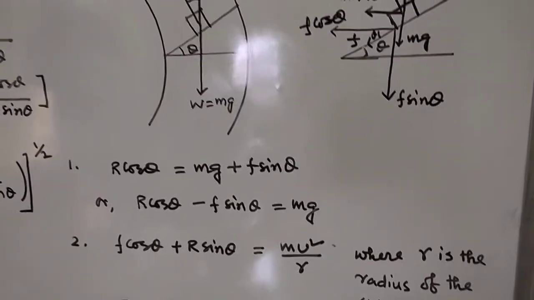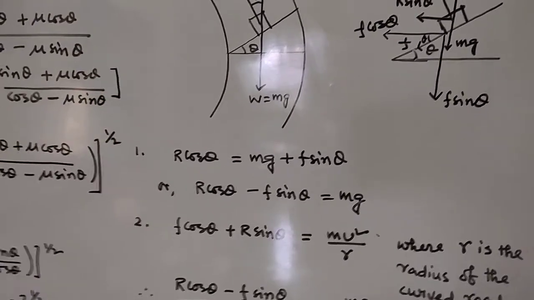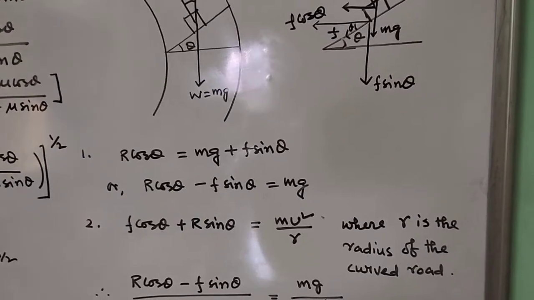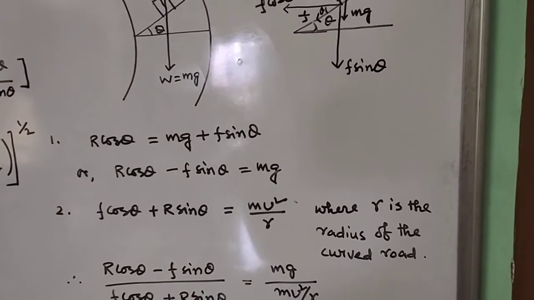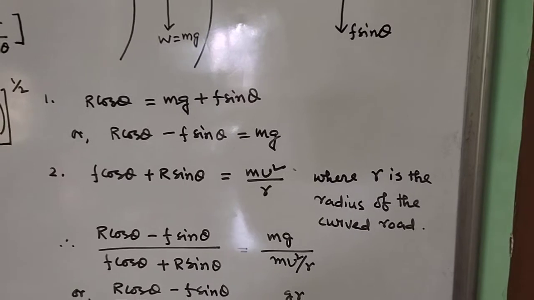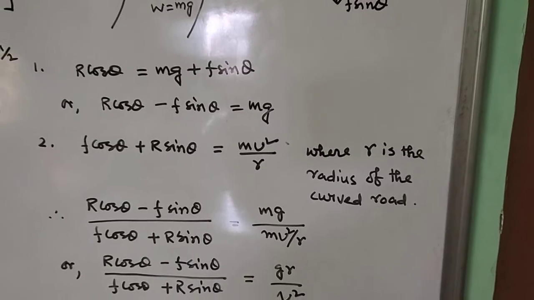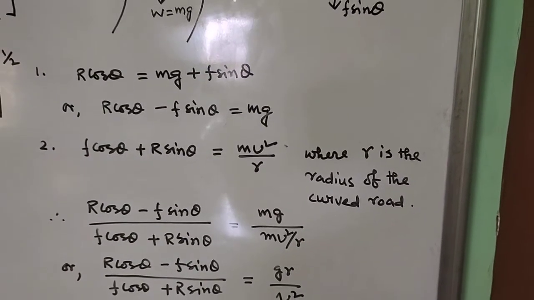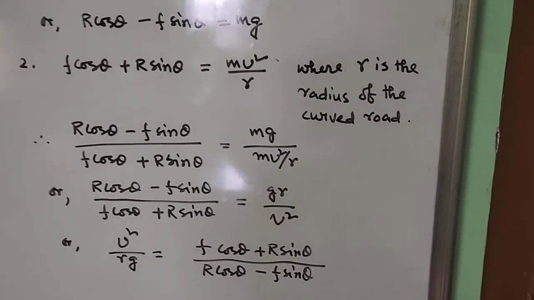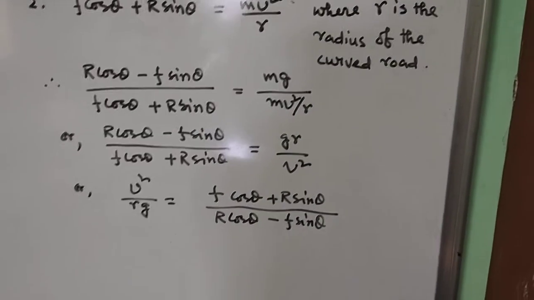Now v is the speed of the vehicle and r is the radius of the curved road. If you consider the curved portion as a part of a huge circle, then small r you can consider the radius of the circle. Now the next part is simple mathematics. We are going to divide R cos theta minus F sin theta by F cos theta plus R sin theta, that is mg by mv square by r. So some parts get cancelled out, m goes off, so rg by v square. So we are simplifying: v square by rg equal to F cos theta plus R sin theta by R cos theta minus F sin theta.